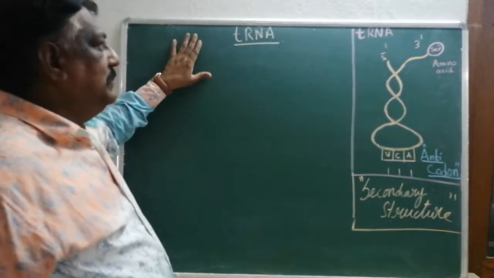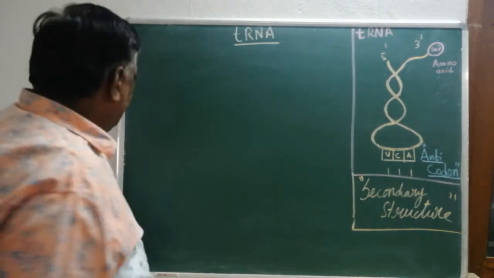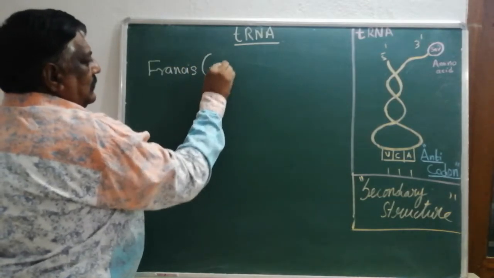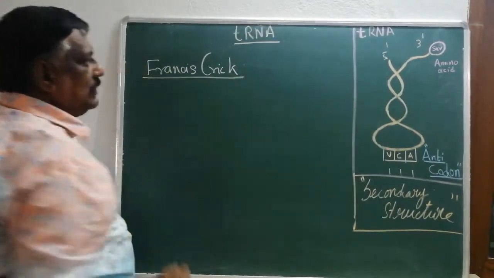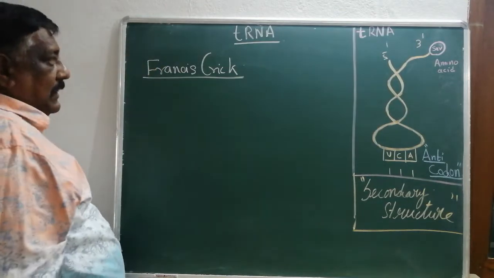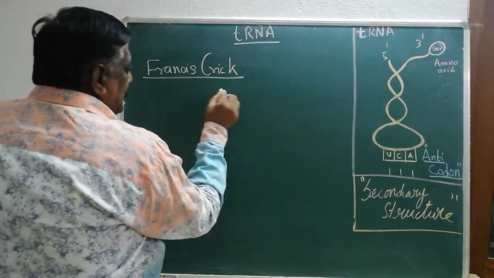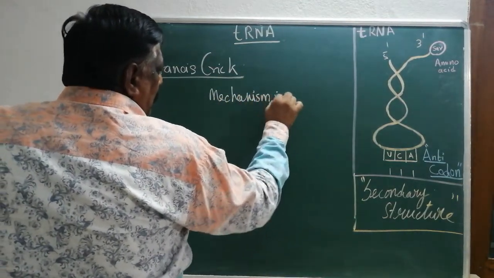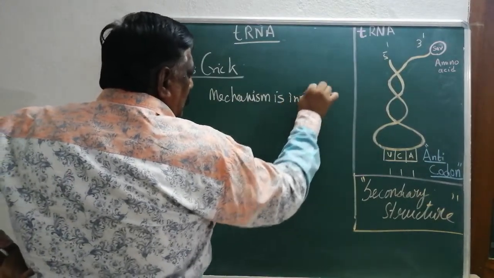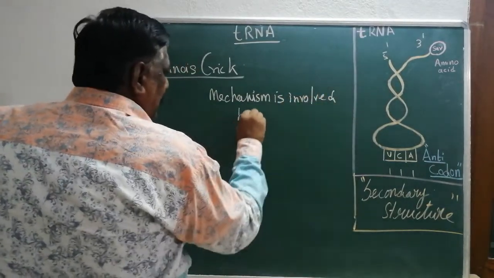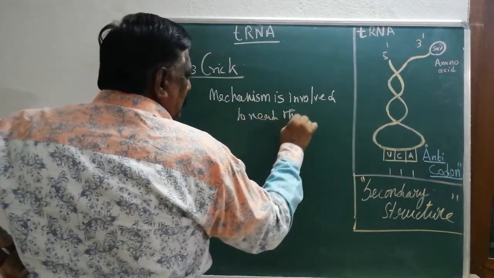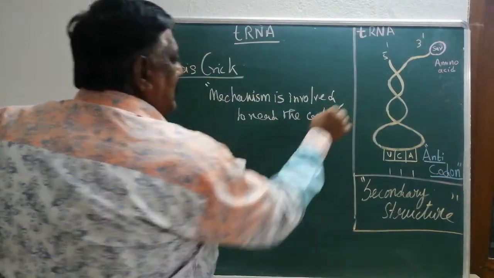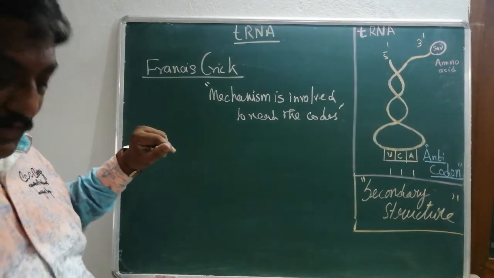Hello, now we are going to see about tRNA. Francis Crick was the first one who studied tRNA in detail, and he said some mechanism is involved to read the codes. He didn't know what that mechanism was, but he said there is some mechanism involved, right?